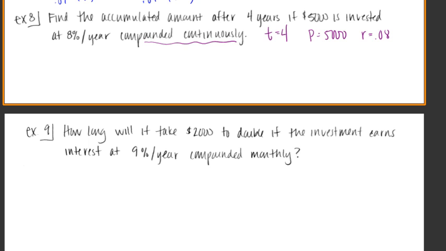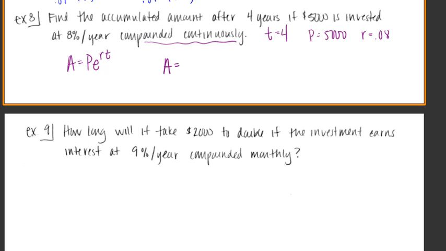If you see simple interest written, use the simple interest formula. If you see compounded continuously, you have to use the compounded continuous formula. So that is just A equals P e to the rt. Students like to call this the PERT formula, the shampoo formula.